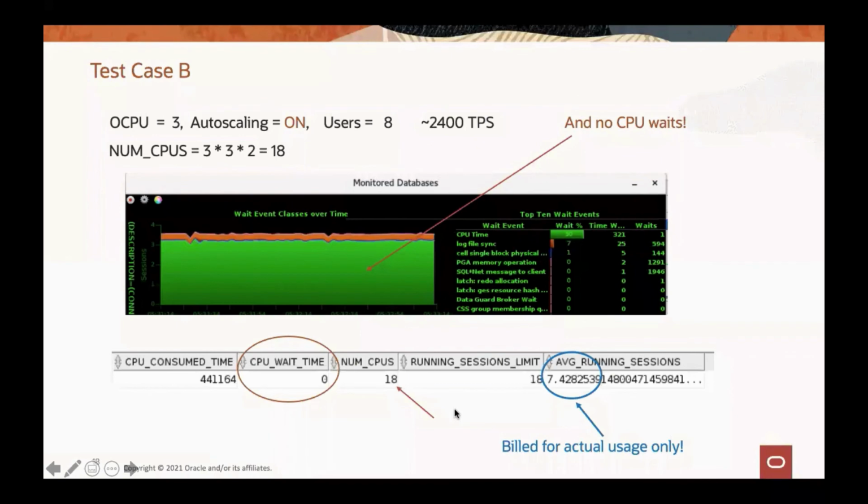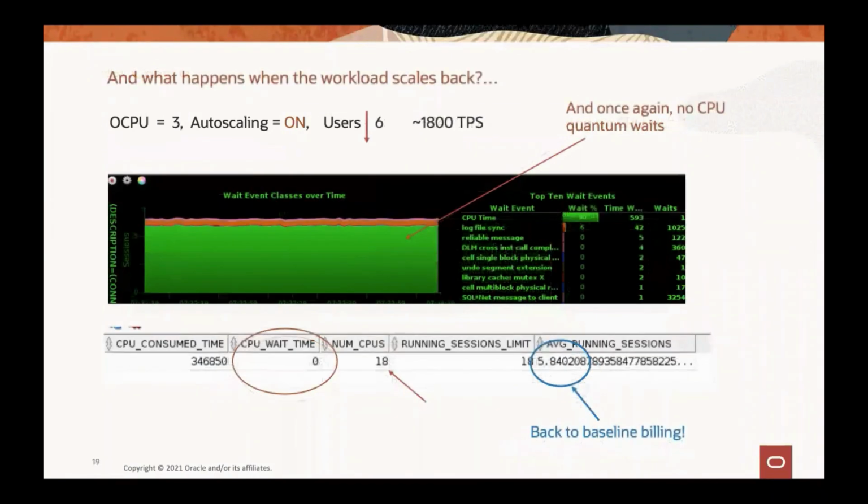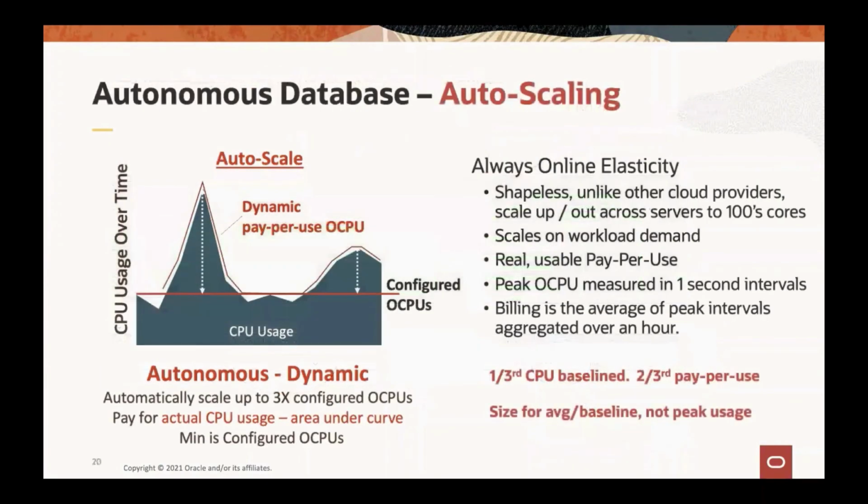Okay, so once your CPU goes down to 6, this is the expectation. The average running sessions you will see will drop down to around 6 if you're maxing out on the 6, and then you continue to get billed for 3 OCPUs, which is your actual usage. Okay, so I hope this explains pretty much everything that we discussed.